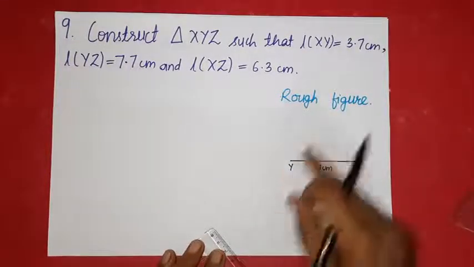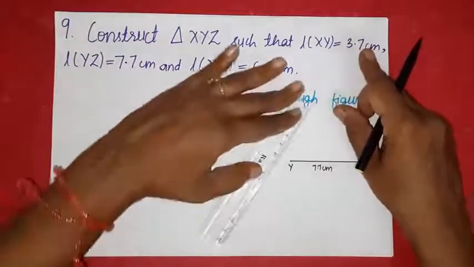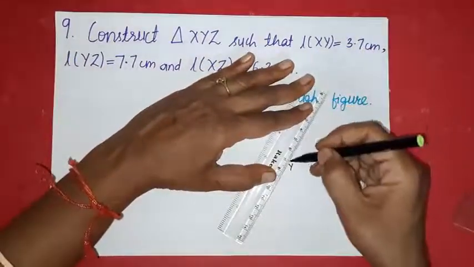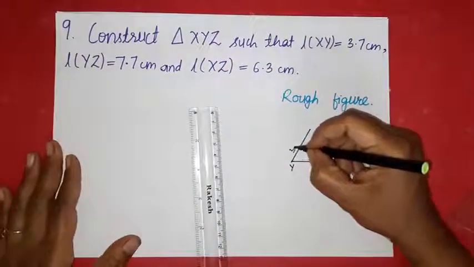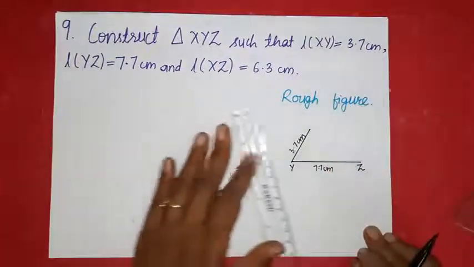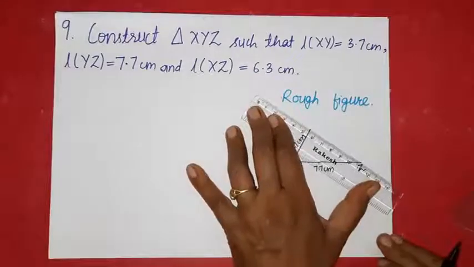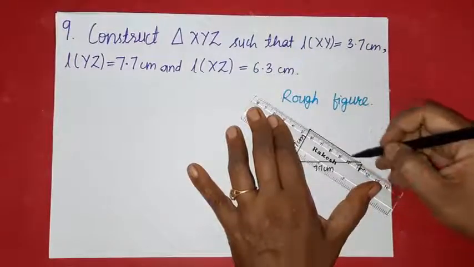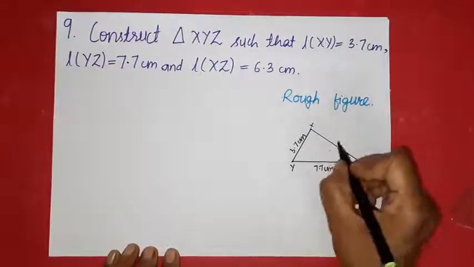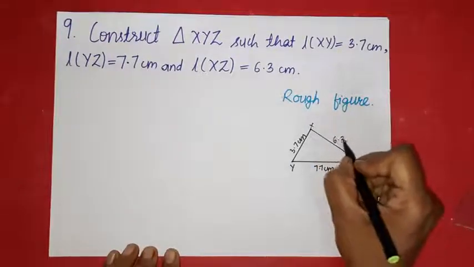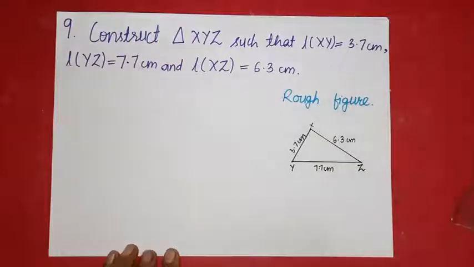Now, from vertex Y, we will draw segment XY. It is of 3.7 centimeter. So, its length should be smaller one. So, this is of 3.7 centimeter. And segment XZ is bigger. So, we will try to show it as bigger than segment XY in the rough diagram. So, here we will write the length of segment XZ. Now let us start with actual construction.